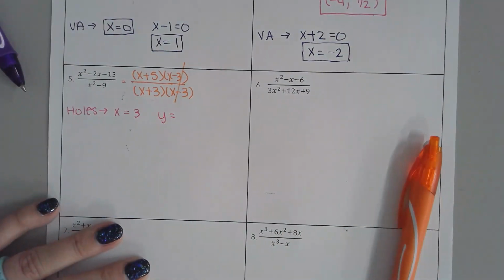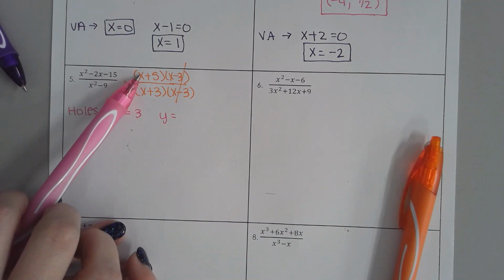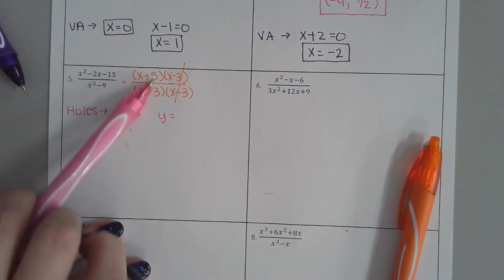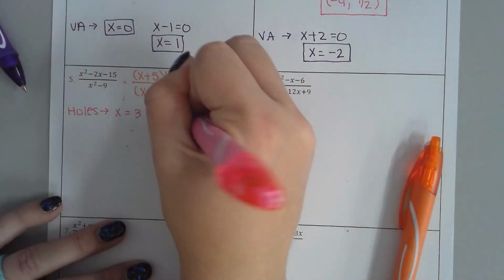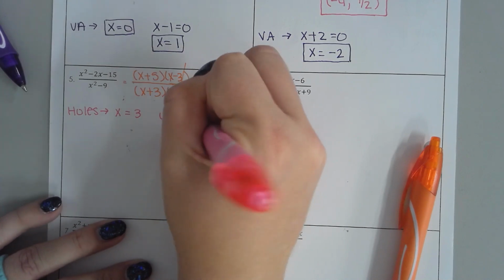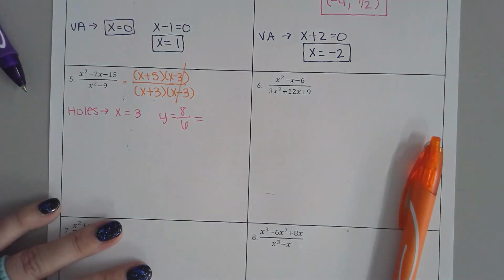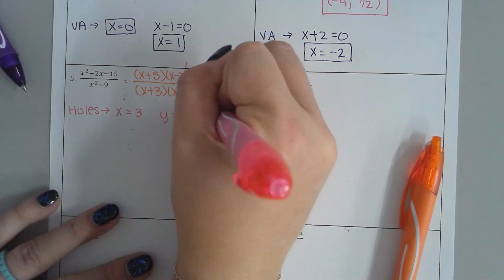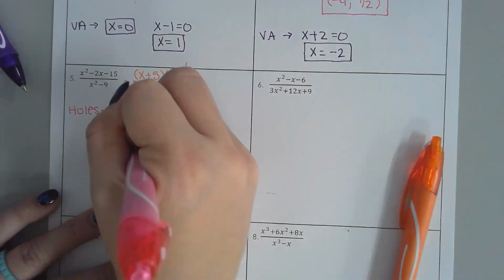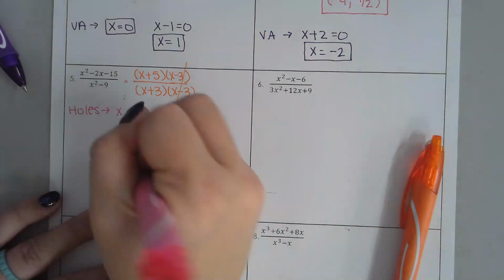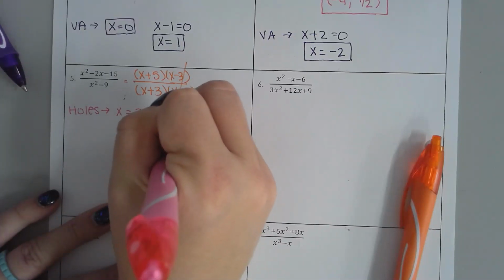My y, if I go back to what's left over with x equals 3, 3 plus 5 is 8, 3 plus 3 is 6. That simplifies to 4 over 3. So we have a hole at 3, 4/3.